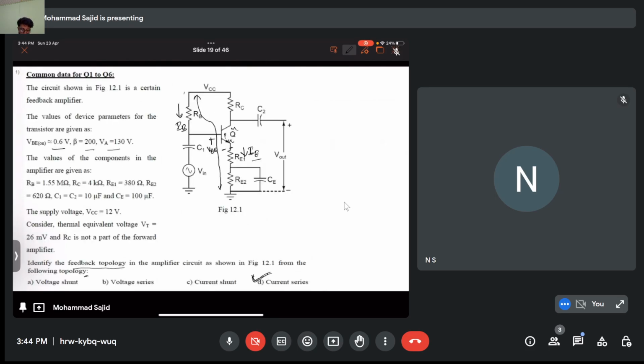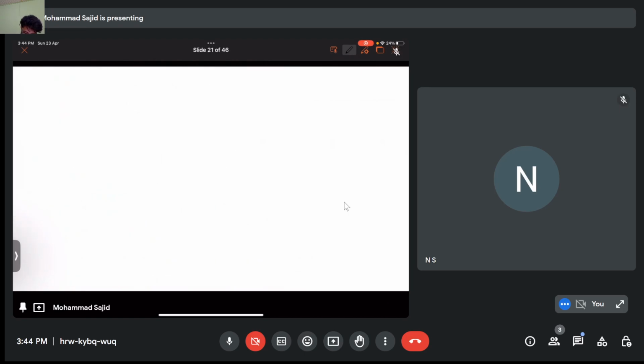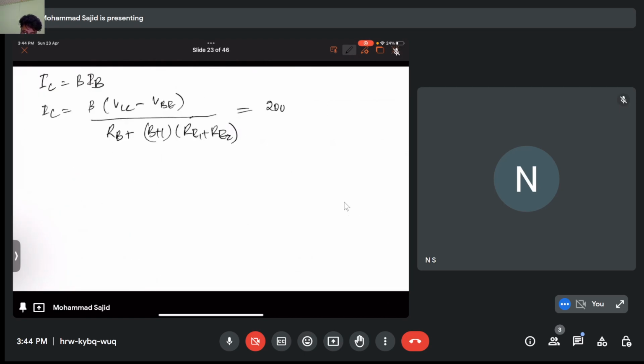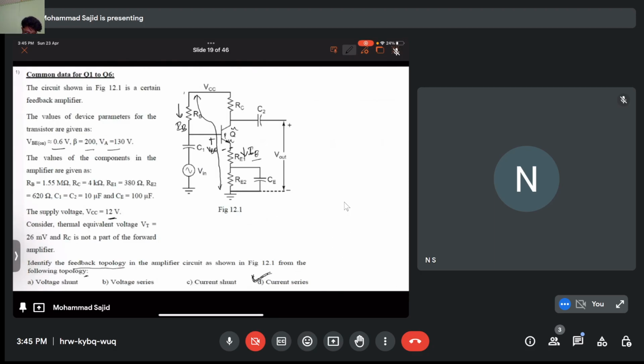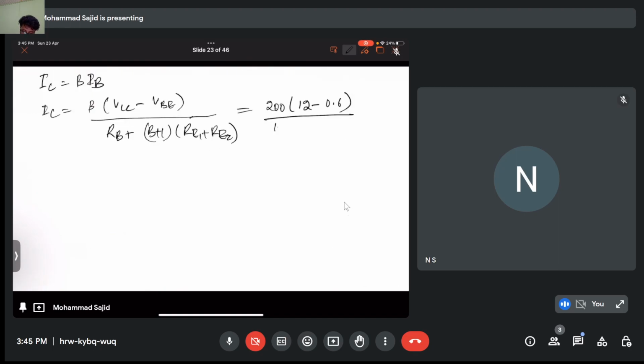Beta, what is the beta? Beta is 200. We need VBE on, that is 0.6, VCC is 12, so it will be beta 200 times 12 minus VBE on 0.6, divided by RB plus (beta plus 1)(RE1 plus RE2). RB is 1.55 mega, RE1 is 380, RE2 is 620. So 1.55 mega plus 201 times (380 plus 620).